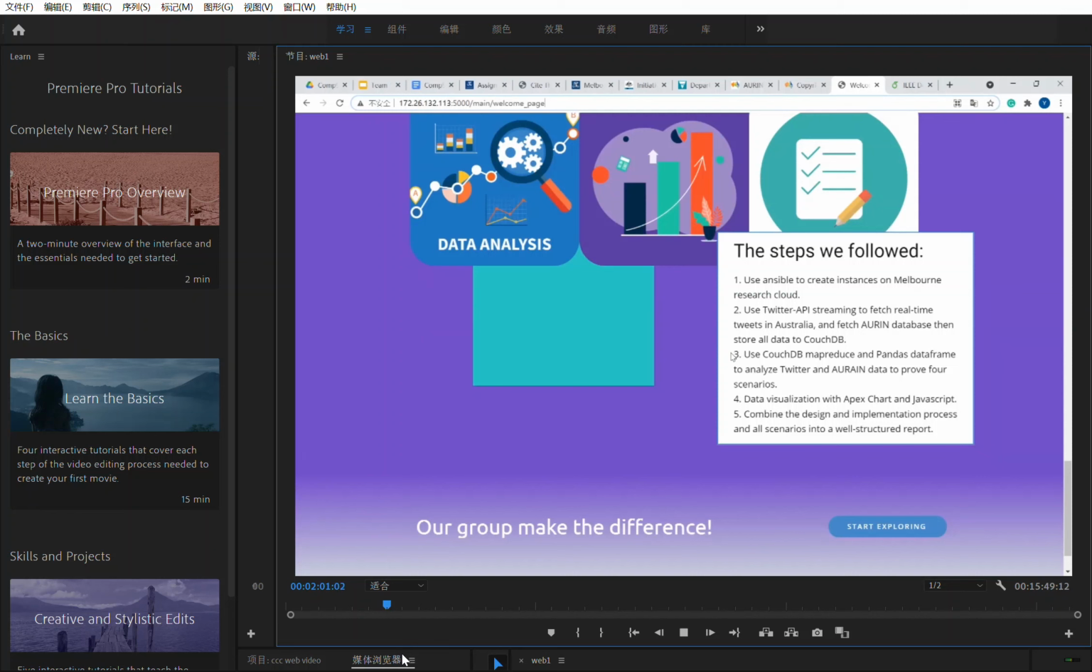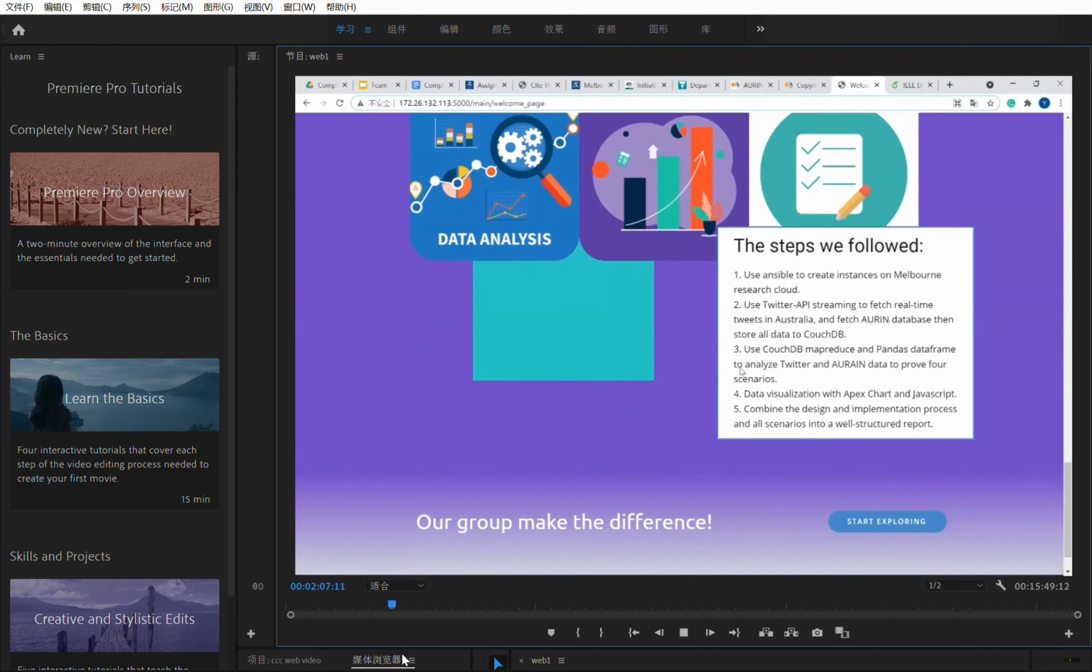Third, use CouchDB, MapReduce, and Pandas data frame to do the data analysis. 4. Doing data visualization with Apex chart and JavaScripts. 5. Combine the design and implementation process and all scenarios into a report.